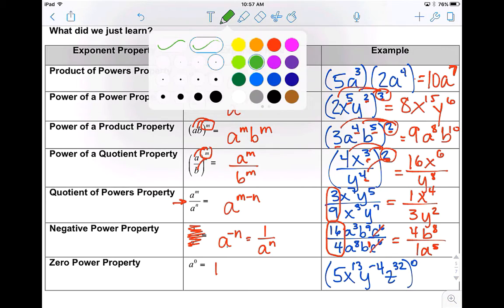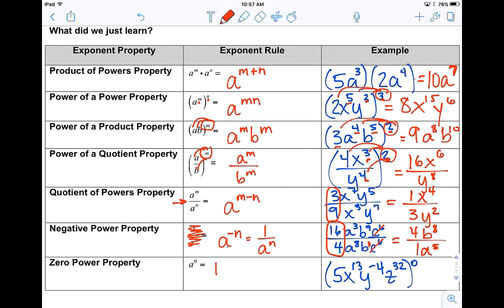All right, so I have this big problem here. 5x to the 13th power, y to the negative 4th power, z to the 32nd power. So that entire thing is being raised to the 0 power. So no matter how many terms are inside, if you're raising all of that to the 0 power, your answer is still 1. Because basically all of those terms are canceling out. So when we don't have anything left, we put a 1 in its place as a kind of placeholder there.